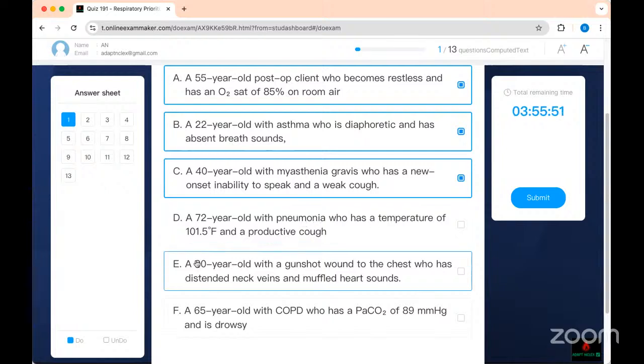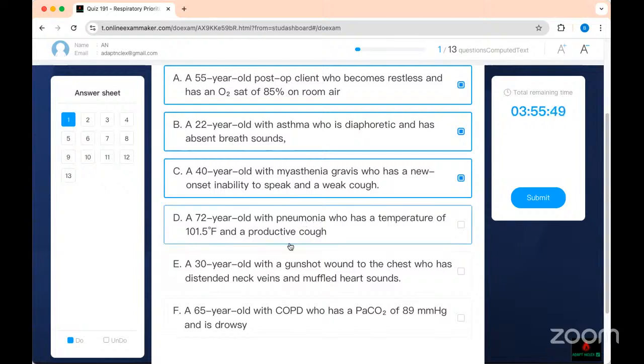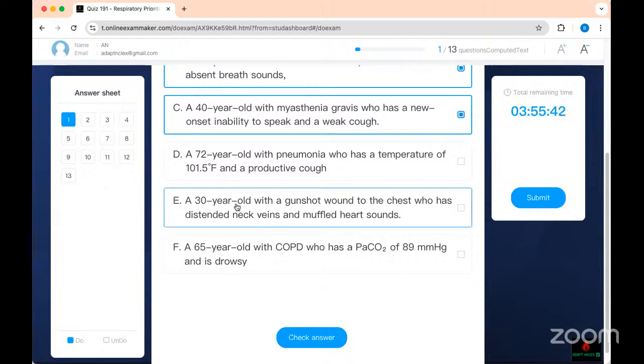Pneumonia patient, you have a temperature of 101.5 and productive cough. That's what I know is going to happen when you have pneumonia. That's not bad. The 30-year-old with a gunshot wound to the chest who has a distended neck vein and muffled heart sounds. Gunshot to the chest, muffled heart sounds, and distended neck vein. This is tamponade. Bad problem.